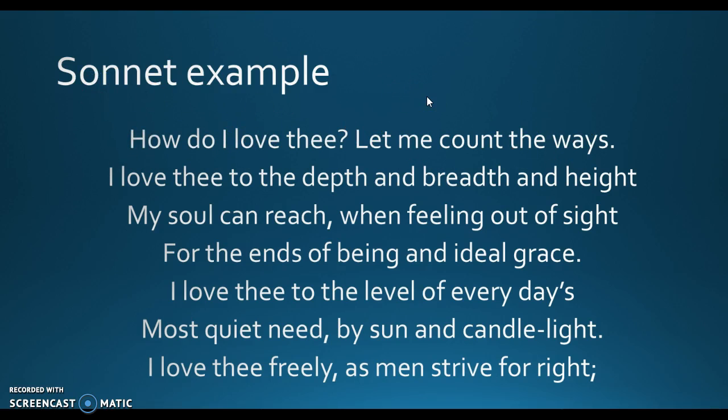Okay, I love thee to the depth and breadth and height my soul can reach when feeling out of sight. For the ends of being and ideal grace, I love thee to the level of every day's most quiet need by sun and candlelight. I love thee freely as men strive for right. Okay, notice right here, again, we've got ways, grace, kind of rhymes with ways, but it rhymes with days. We have light, right, height, sight. See how these kind of intermix?